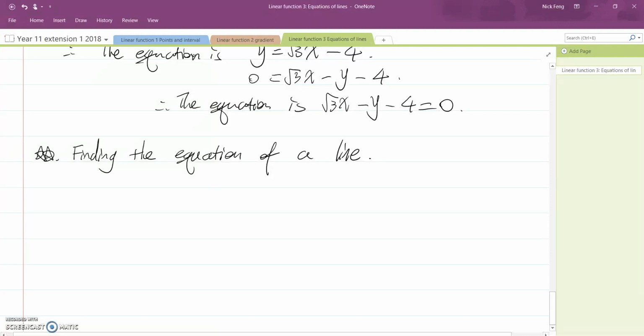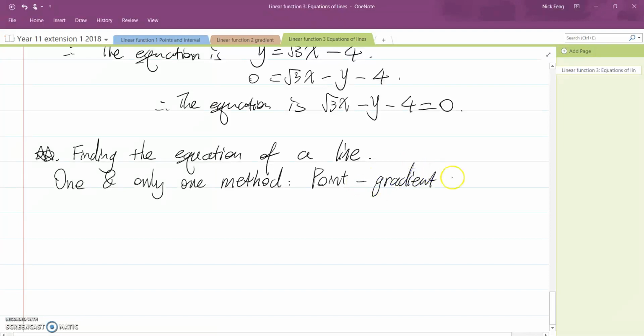To find the equation of a line, we have one and only one method, which is called the point gradient formula. Any other formula provided in any other textbooks is basically just a variation of this. So if you can just stick with this, you'll be fine. No matter what the given question would be, you can always change it back into the point gradient formula.